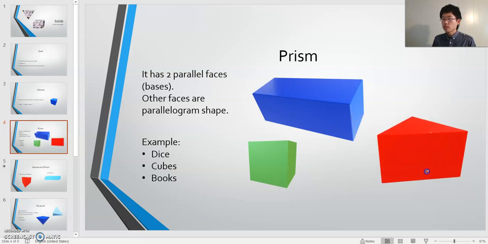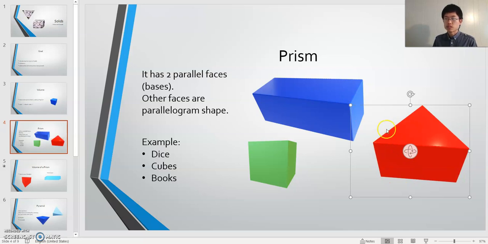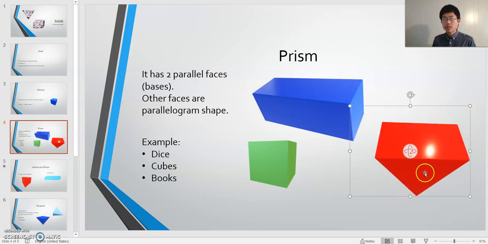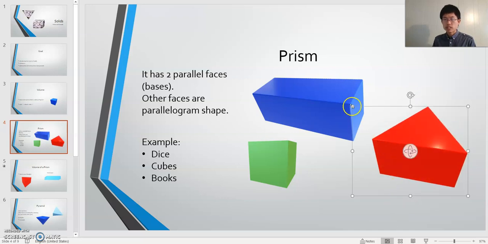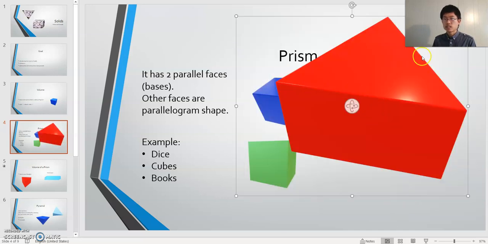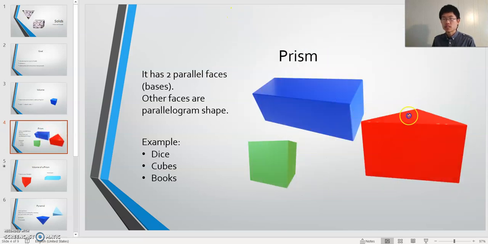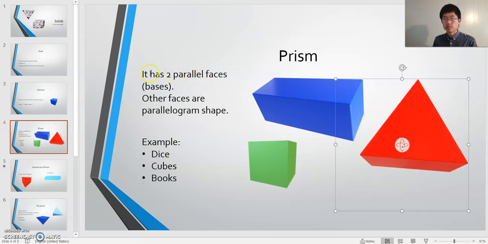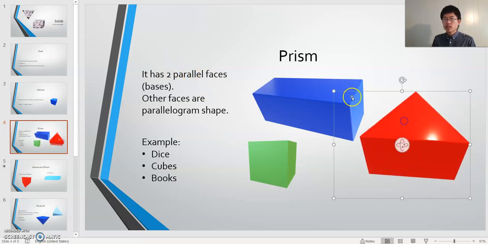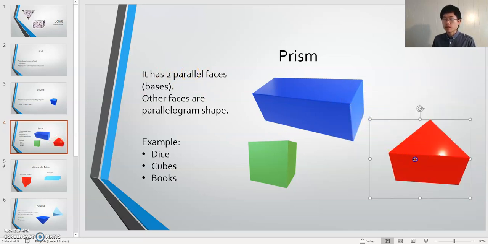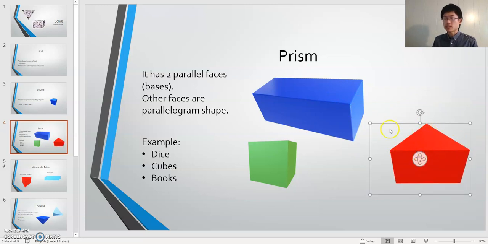This solid is called a triangular prism because of the shape of the base. These two bases, the triangles, they never meet, even if you extend the shape. No matter how much you extend, these two faces called the bases never meet, and that's why they're parallel. Usually the prisms are named after the shape of the bases. So this is the triangular prism.